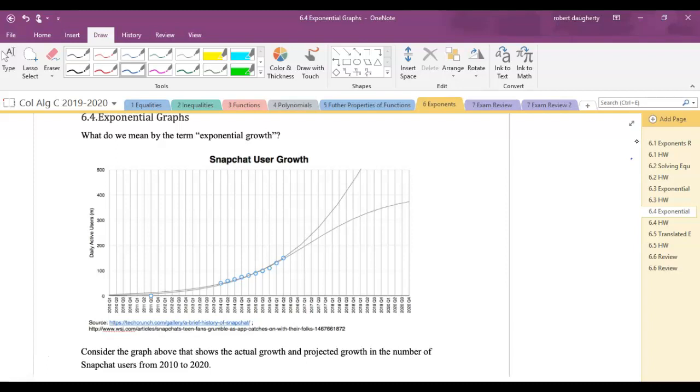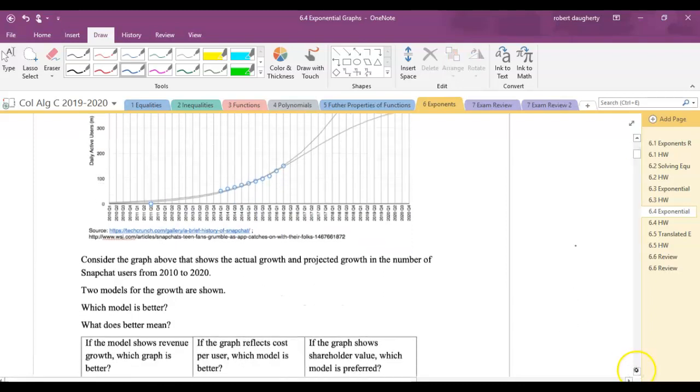So Snapchat, two or three years ago, had exponential growth in the number of users. I would say it's probably not exponential now. Exponential means I'm doubling every so often, and it's probably slowed down since then. Let's look at a couple of scenarios.